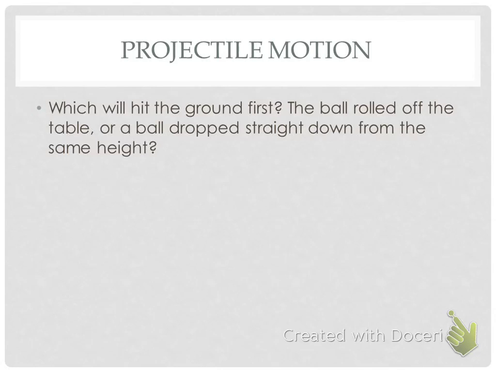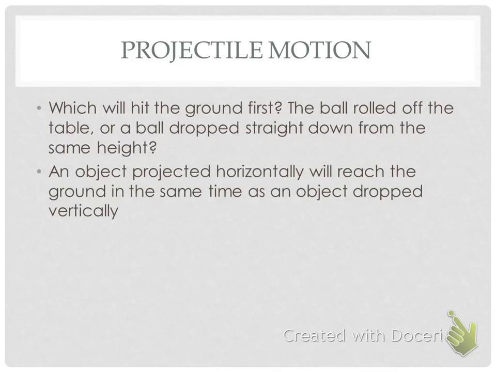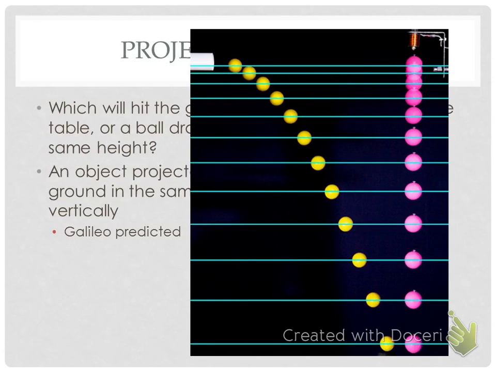What do we know about the vertical and horizontal components of a projectile? They don't matter to each other. So they're going to hit the ground at the same time. As a ball rolls off this table, it's going to move horizontally as well as drop to the floor. As I drop a ball from the exact same height, the only thing that matters as far as how long it takes to hit the ground is the height at which they fall from. The horizontal and vertical components are completely separate, independent of one another.